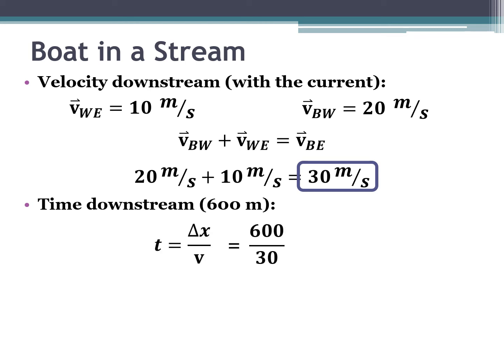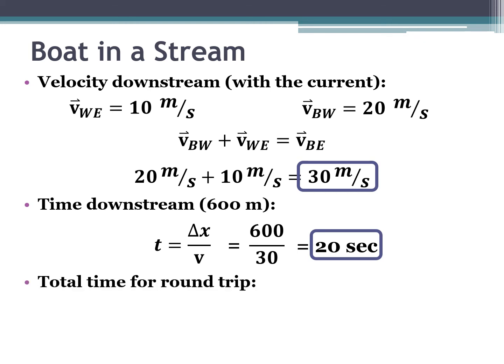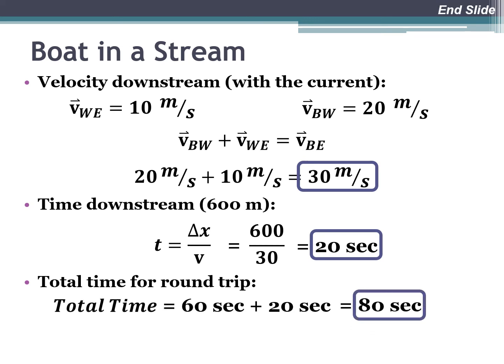All right, so again, our equation, time is going to be equal to displacement divided by velocity. It's going to be equal to 600 divided by 30. That gives us 20 seconds. And then the total time of all of it together is going to be equal to that 60 seconds that it took to go upstream, and then the 20 seconds downstream. That gives me a total of 80 seconds for the round trip.